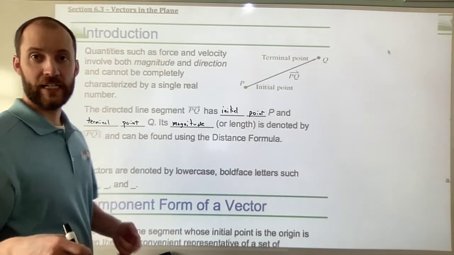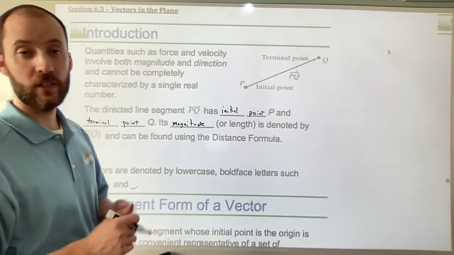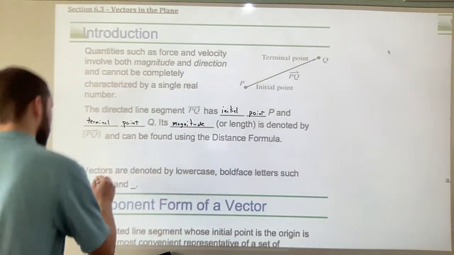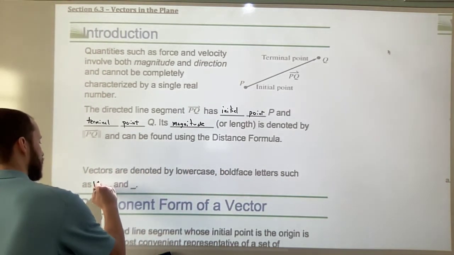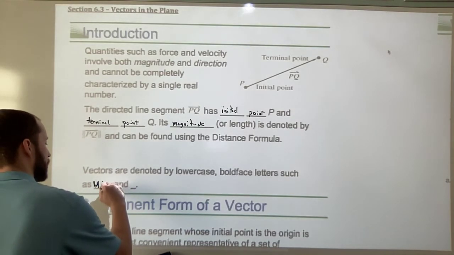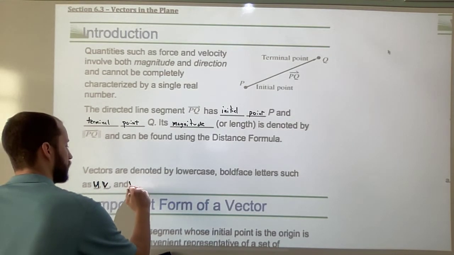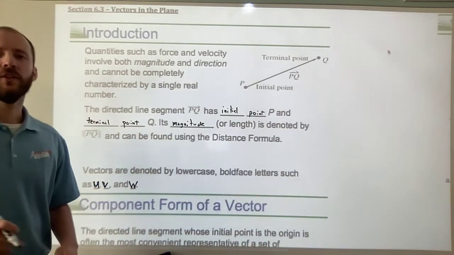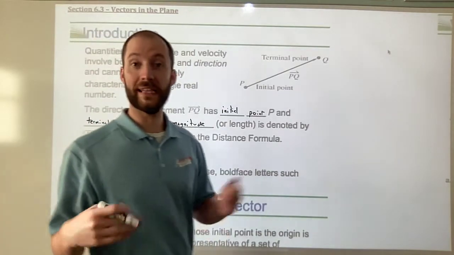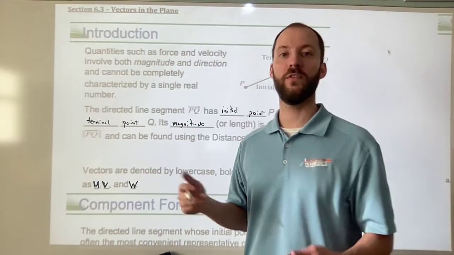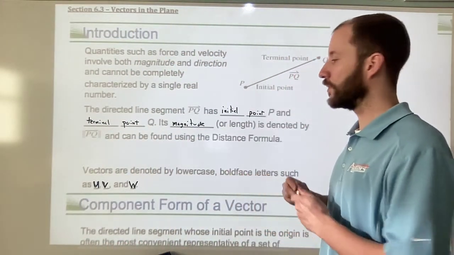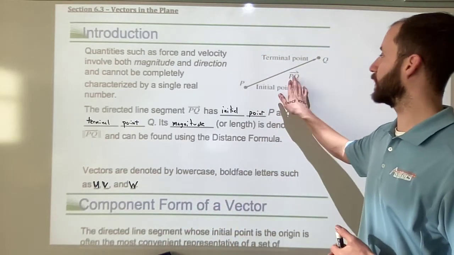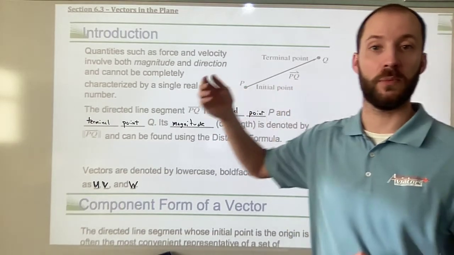Vectors are usually denoted by bold lowercase letters. So I'll try to draw a bold letter, but u, v, and w. Those are usually the three letters we use to denote vectors, u, v, w, and we use the bold rather than using the two points, the initial and the terminal point.